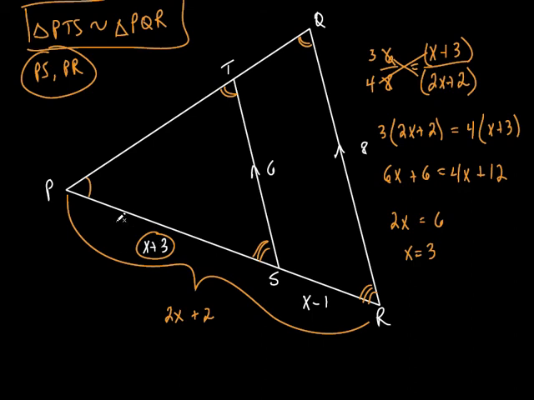So let's plug it in for PS. Let's do PS, this right here. So x is 3. What do I do with that? Just add a 3 to it, and I get 6. All right, so PS is equal to 6.